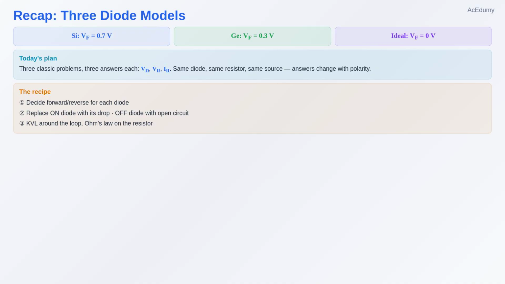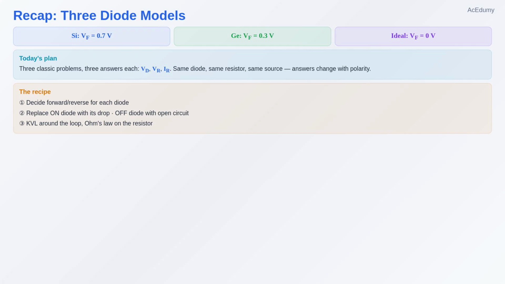In the previous lesson, we built the three diode models: silicon at 0.7 volts, germanium at 0.3 volts, and the ideal 0-volt model. Today, we put them to work. We will solve three classic textbook problems step by step. Same diode, same resistor, same source, but the answers change dramatically depending on which way the diode is pointing. By the end, you will know exactly how to find VD, VR, and IR for any single-loop diode circuit.